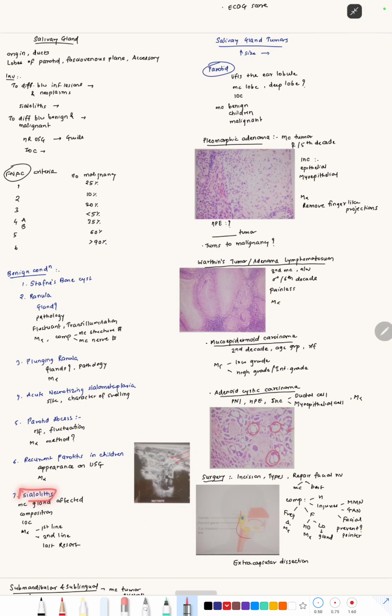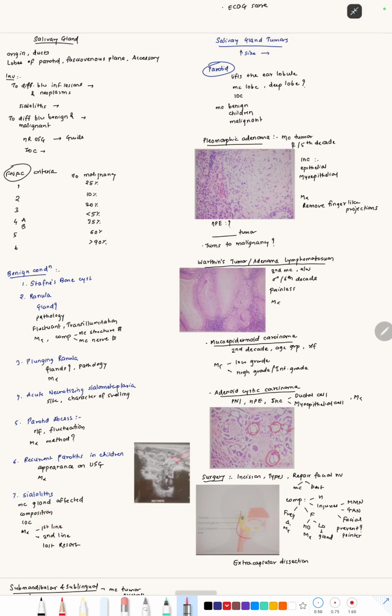Sialoliths are the stones. The most common gland affected is the submandibular gland, because it consists of Wharton's duct, which has anti-gravity drainage, and the secretions are highly viscous. The composition of this stone is calcium phosphate. The investigation of choice is a non-contrast CT, and then management.